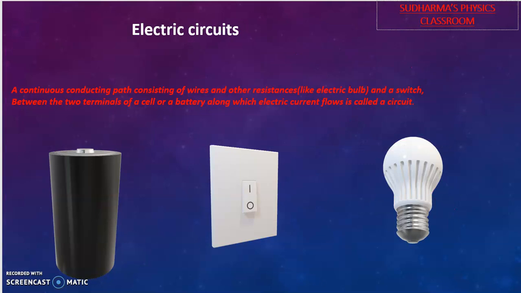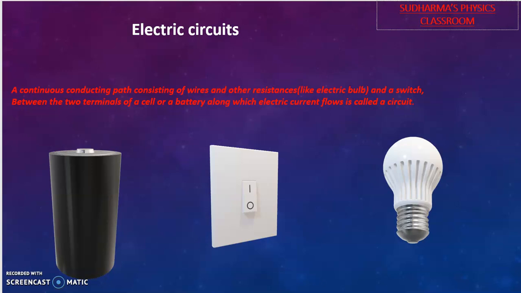Okay, so now let's understand what an electric circuit is. We always used to hear this word, right? Electric circuits. So how do we explain, in the form of a definition, what is meant by an electric circuit? Here you can see a battery, a cell can be seen here, a switch is there, and a bulb is there.